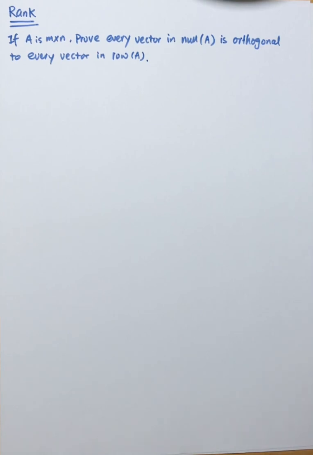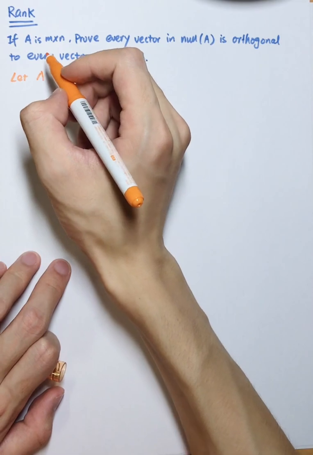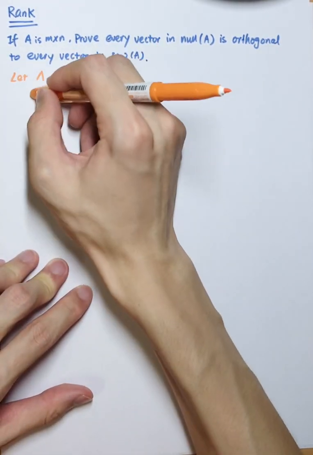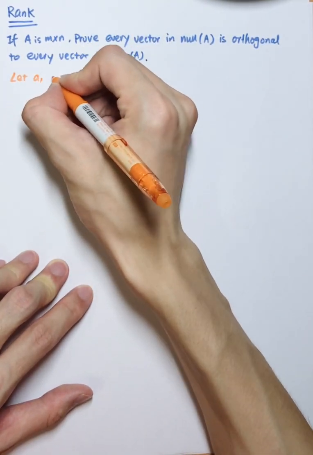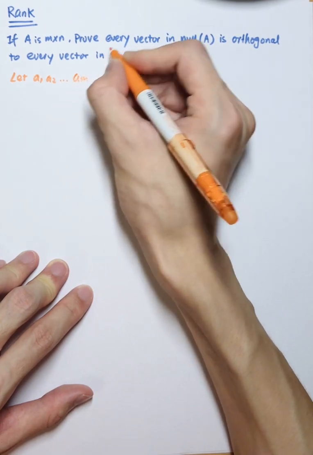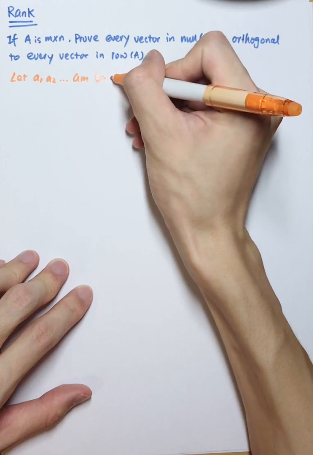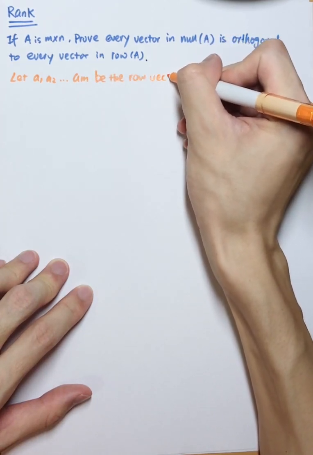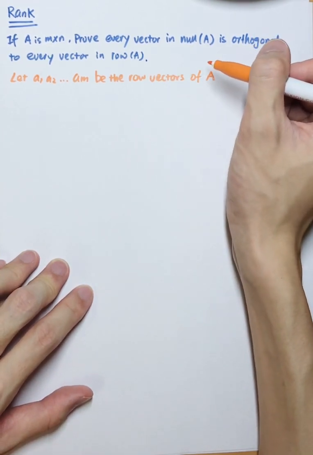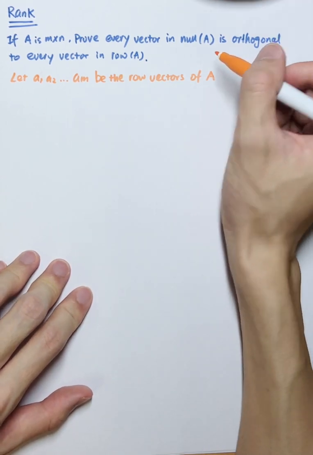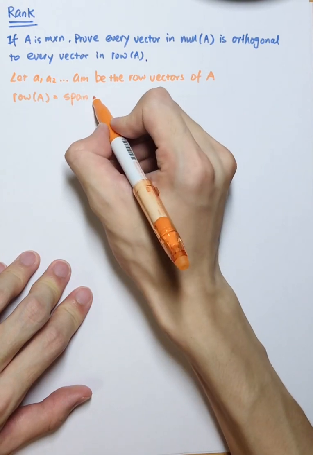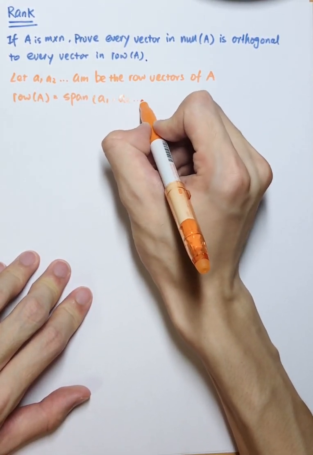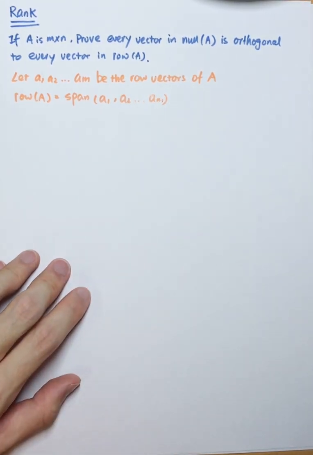So what we would like to do is that, first of all, we let A1, A2 to AM be the row vectors of this matrix A, so that row space of A is equal to span A1, A2 until AM. Make sense? Okay, next.